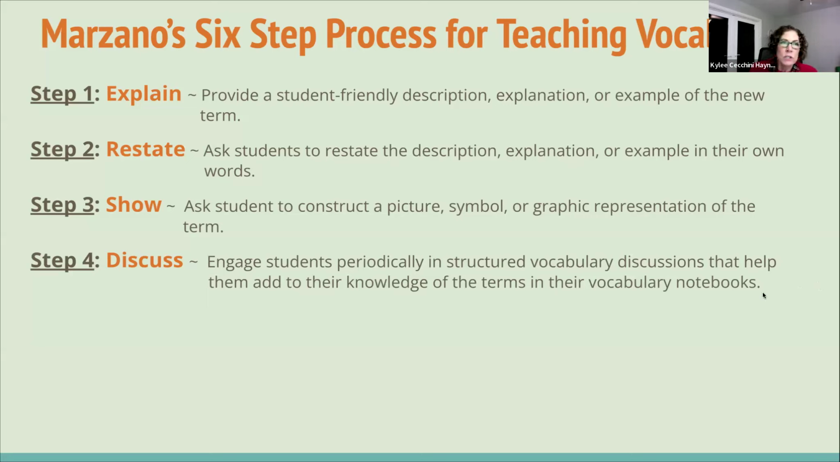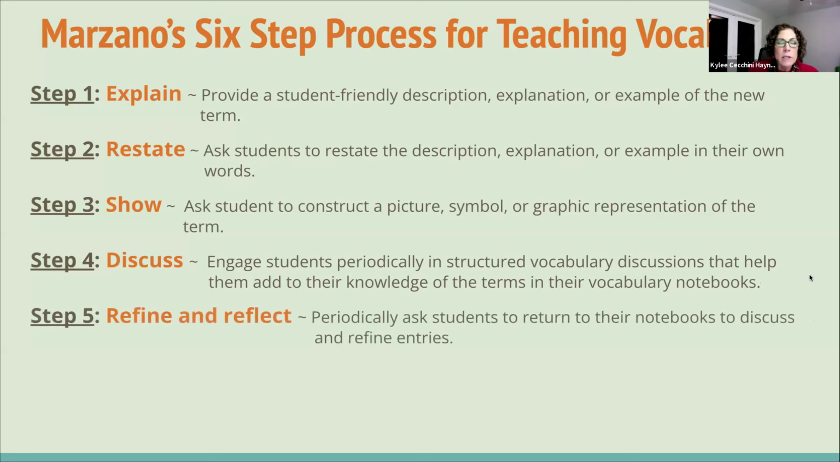Again, when you compare this to the old school way that I was taught vocabulary, it was memorize the definition, write it on a flashcard, word on the front and definition on the back, and memorize it for the vocabulary test you're going to get later, or memorize it because it's on the SAT and you're going to have to know the word or the definition of it. Anyway, this is much more robust.